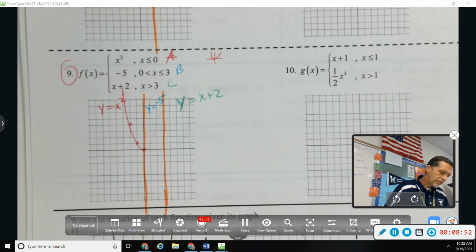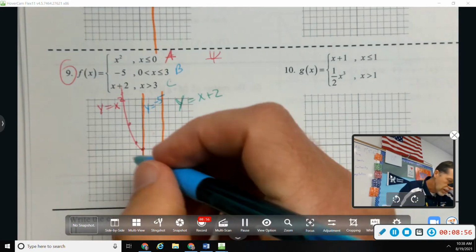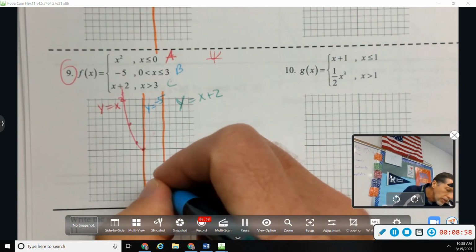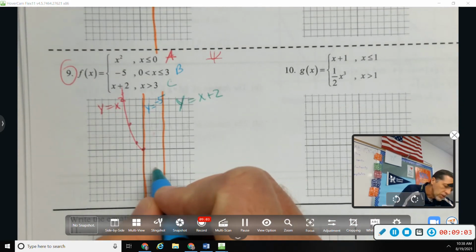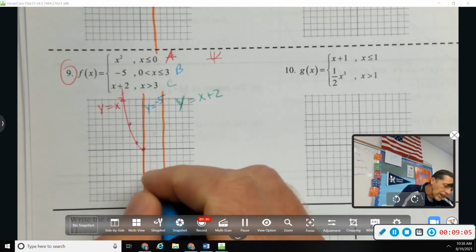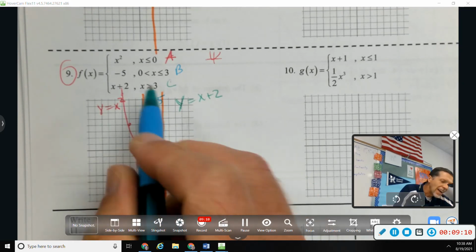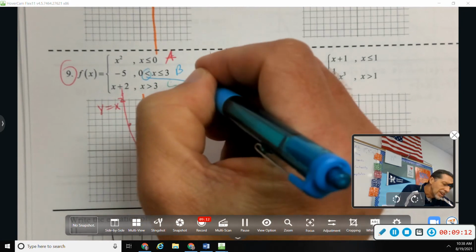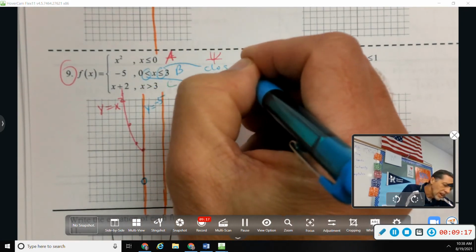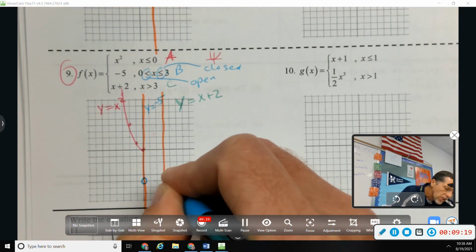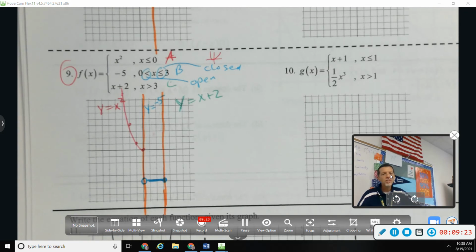Y equals negative 5. Okay, that's an easy one. Horizontal line at negative 5. 1, 2, 3, 4, 5. Open circles or closed circles? Well, yeah, I asked that in a bad way. Open on the left and closed on the right because of the equal sign. Open on the left, closed on the right.